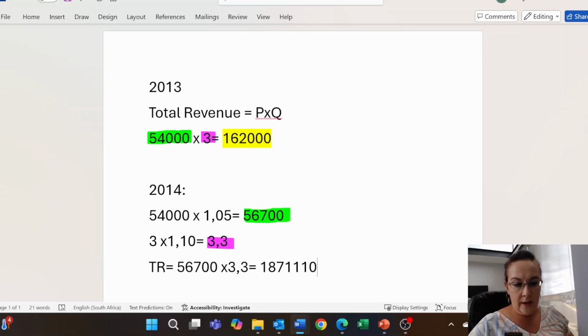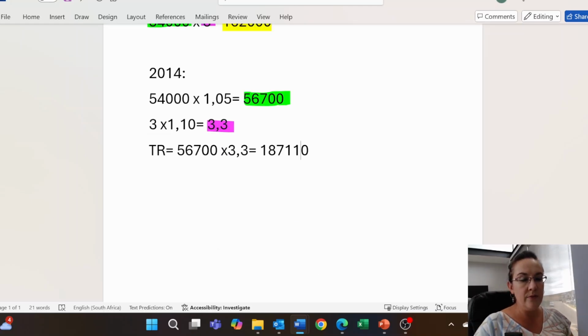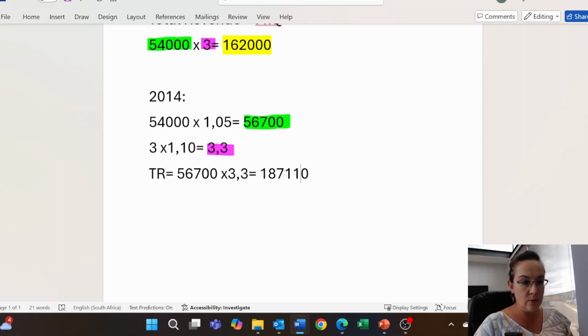Now what we need to do next is calculate the total revenue for 2014. Now that we have the new selling price, which is $3.30 in 2014, and the new quantity, which is 56,700, we can calculate the total revenue for 2014. 56,700 times $3.30 gives us a value of 187,110 as our new total revenue.